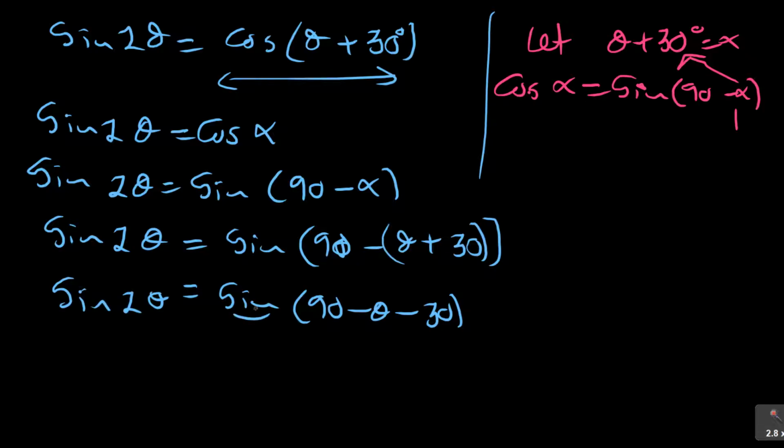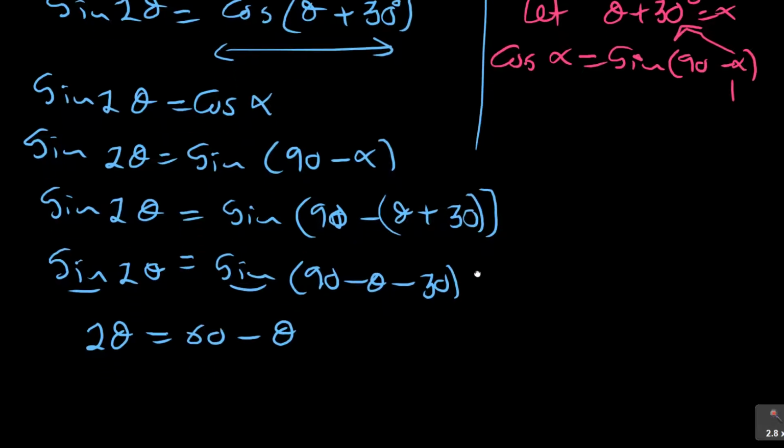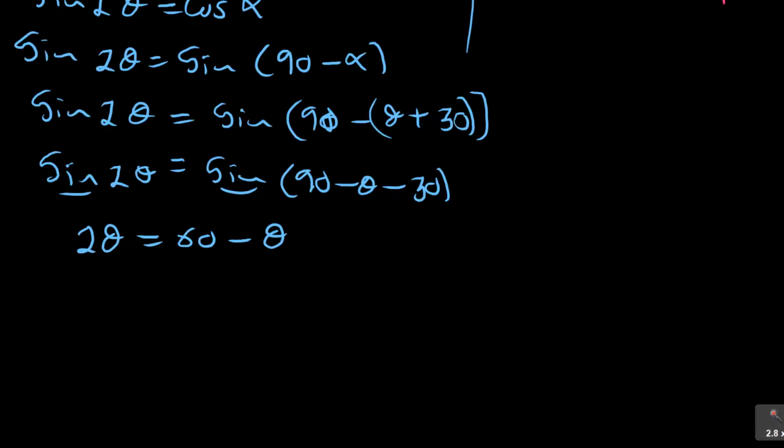Are you with me? When you see sine, you can drop the sine, so that you've got 2 theta is equal to 90 minus 30, it's 60 minus theta. You see that? But now there comes the tricky part. That's the tricky part that students always miss, and they get stranded there.